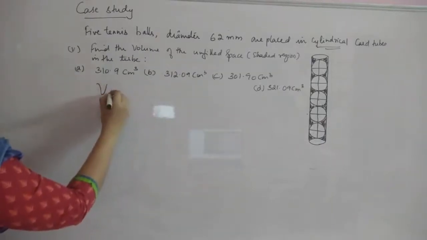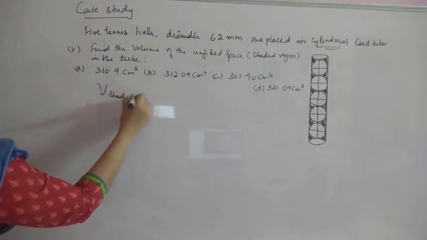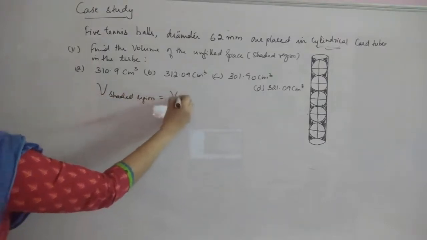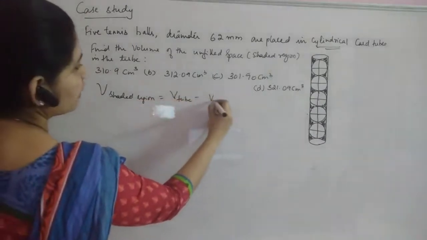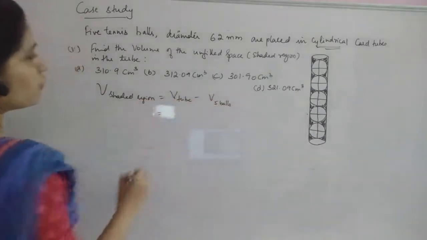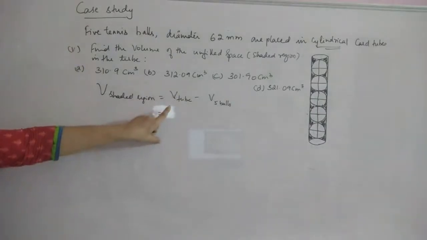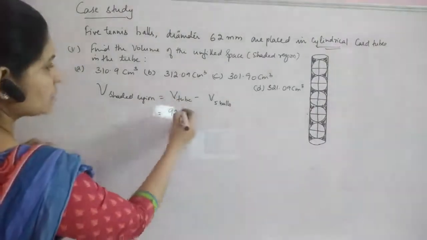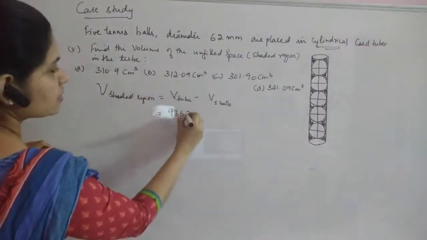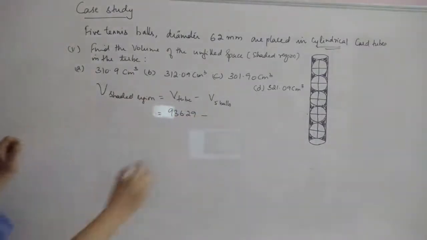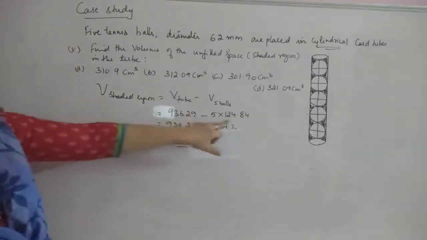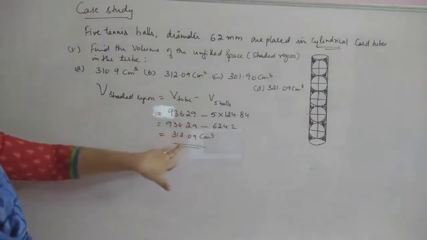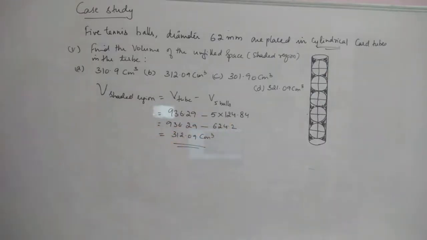Volume of the unfilled space, or volume of the shaded region, will be equal to volume of the tube minus volume of the 5 balls. Volume of the tube, how much did you get? It is 936.29 in centimeter cube, right? 936.29 minus volume of 5 balls. You will get 5 into the volume of one ball, and subtracting, you will get this answer. So this much is the 5 subdivisions of the question, the first case study.